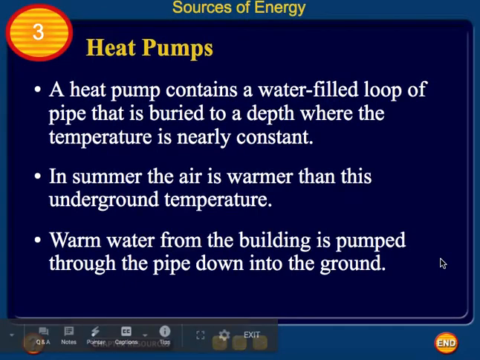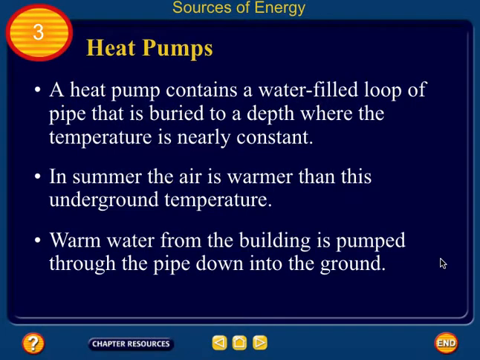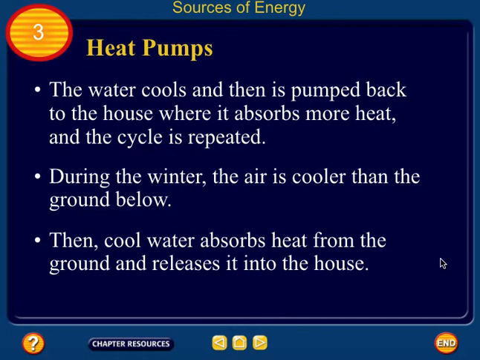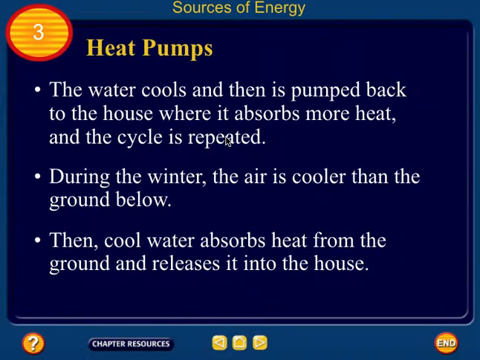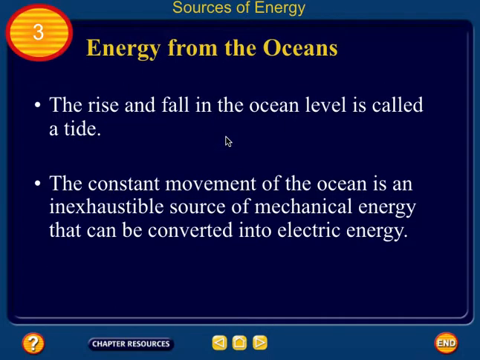You can use this technology in the form of a heat pump to maintain a relatively constant temperature throughout the house. So water cools, it's pumped back to the house where it absorbs more heat, and the cycle is simply repeated. During the winter, the air is cooler than the ground below, and the water absorbs the heat, and the heat is released into the house. So it can either heat up or cool down through that consistent loop.